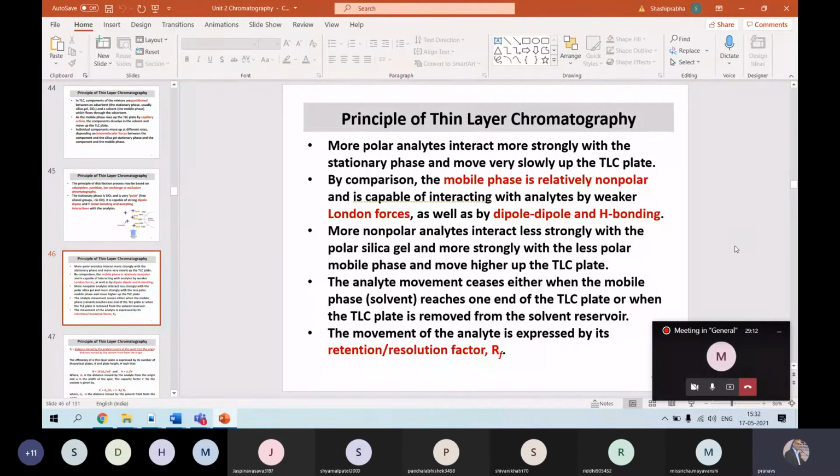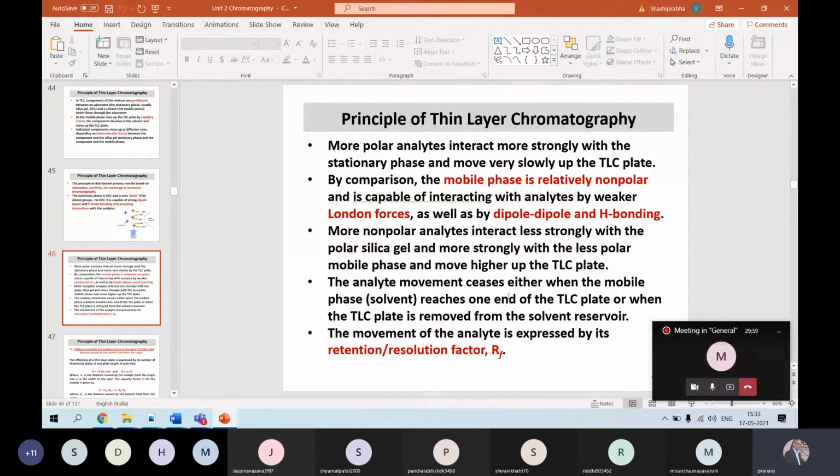More non-polar analytes interact less strongly with the polar silica phase, and therefore they remain more with the moving phase, the mobile phase, and therefore they move higher up the TLC plate. So one thing is clear: when you see a TLC plate once it is run, you find some spots above and some spots below. You can very well say that the spots lower down, whatever the analyte may be, are more polar compared to the other spots which are higher up. So that information one can get from thin layer chromatography.